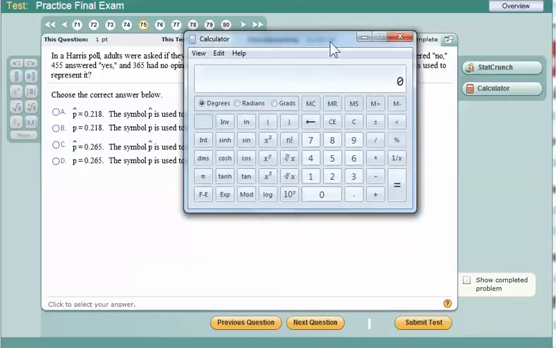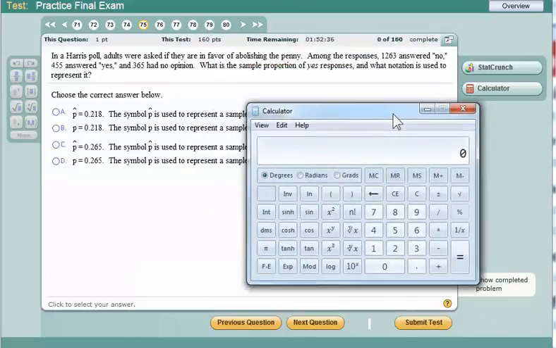Quickly find out the n value, which is 1263 plus 455 plus 365. So we've got 2083, and then make sure you're answering what they said. What's the sample proportion of yes? And yours could say, what's the sample proportion of no, or what's the sample proportion of no opinion?